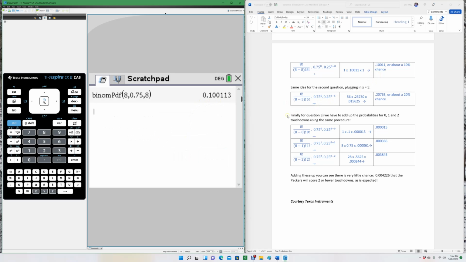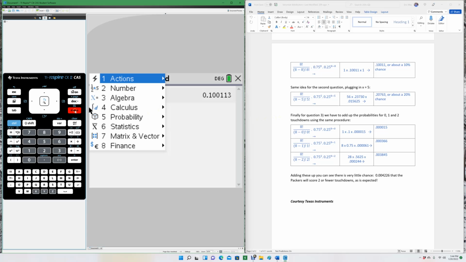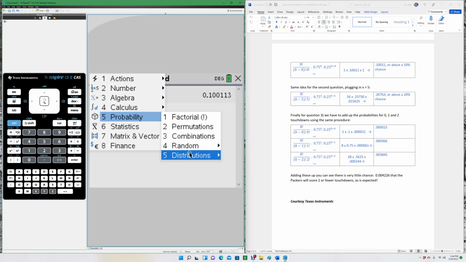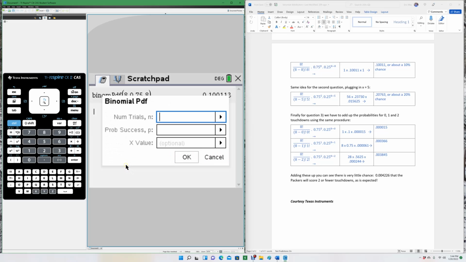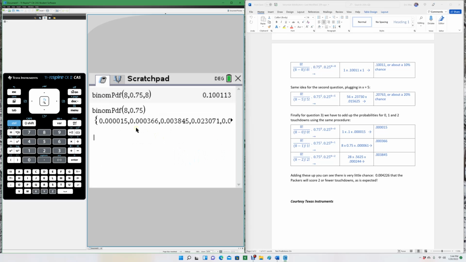It's much easier. Now I just want to show you one more thing. Let's go back to the menu here, and this time let's go to probability, distributions, and again binomial PDF. If we put our number of trials 8 again, and we put the probability of success at 0.75, and this time we don't put anything in the x value, and we hit OK, now it's going to give us the answers for every number of touchdowns from 0 to 8.